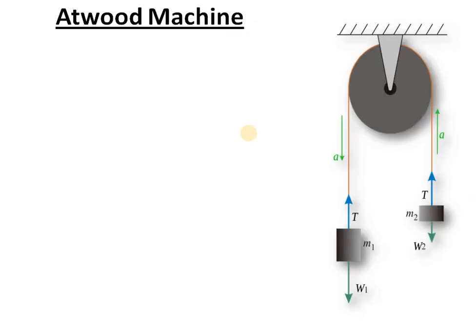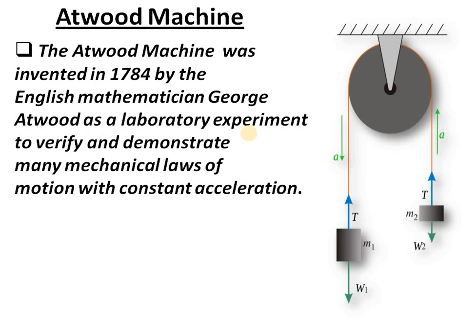Now let us move over to another topic that also comes under the angular momentum chapter. That is the Atwood machine. It is a mechanical device used by the English mathematician George Atwood to demonstrate many experiments and many theories on mechanical bodies.